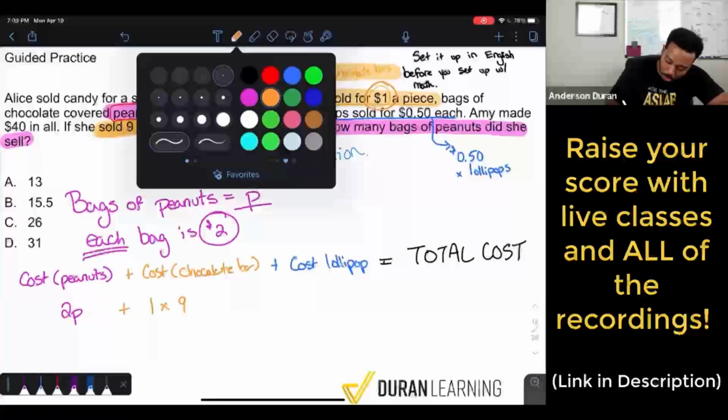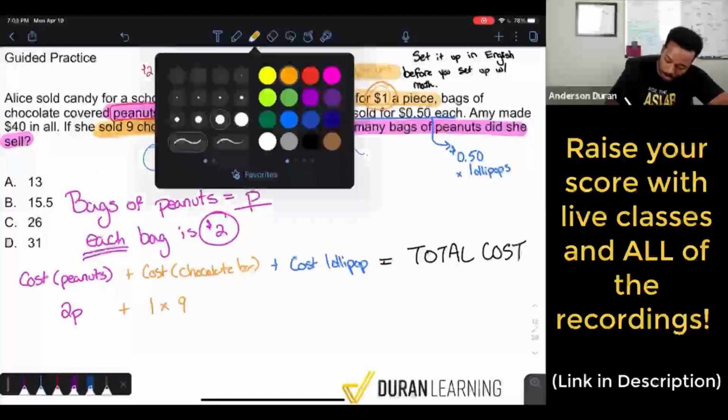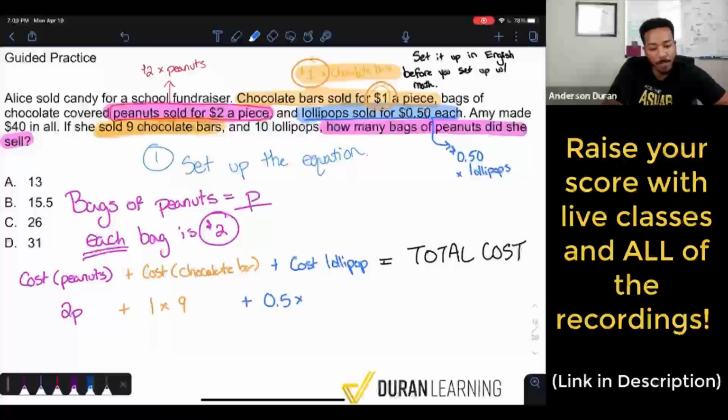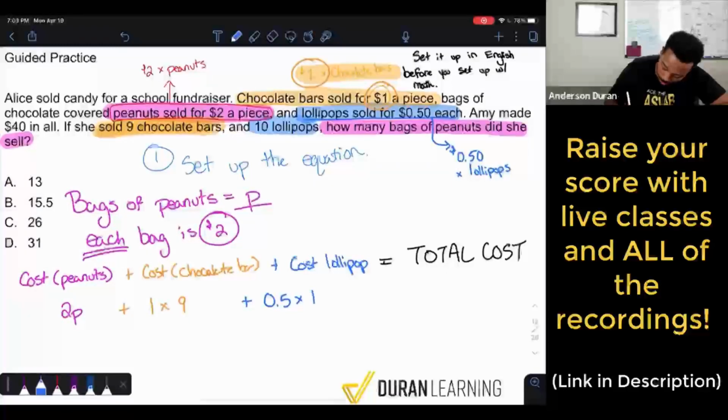And then in blue, let's go ahead and talk about the lollipops here. Okay, lollipops sold for 50 cents each. So it means 50 cents times the number of lollipops. Everybody, how many lollipops? That's right. Boom, 10 lollipops right there. We sold 10 of them. And then that's going to be the total cost.